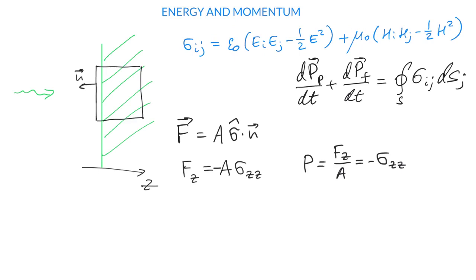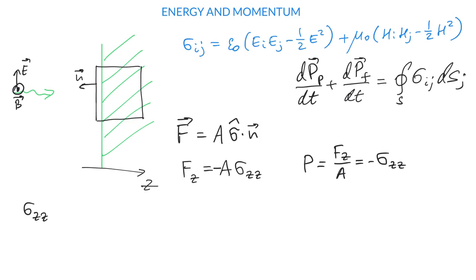Now we recall that for a plane wave, the electric and magnetic field are normal to the direction of propagation. So we can, for example, pick the electric field like this and the magnetic field like that. And then sigma zz is obtained from here by specializing to i and j both equal to z.